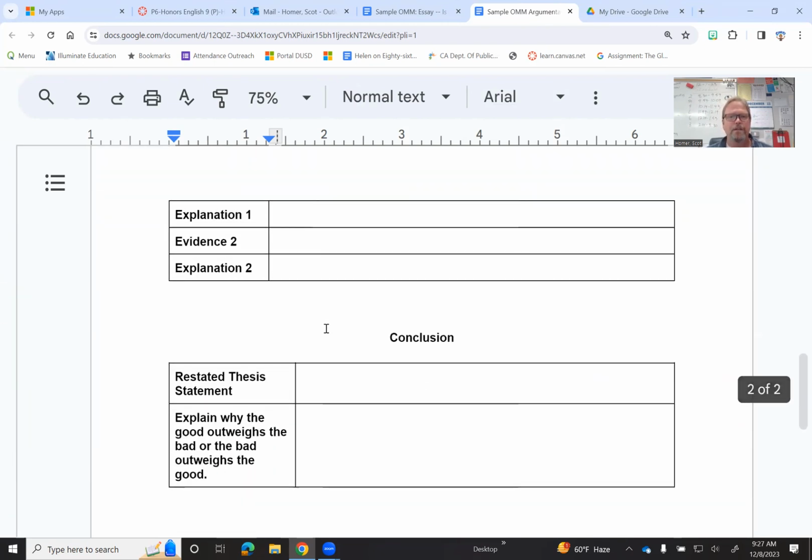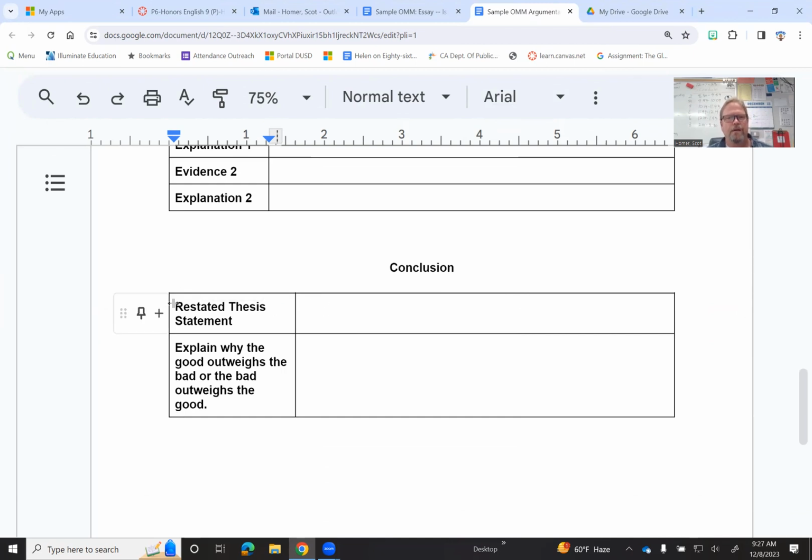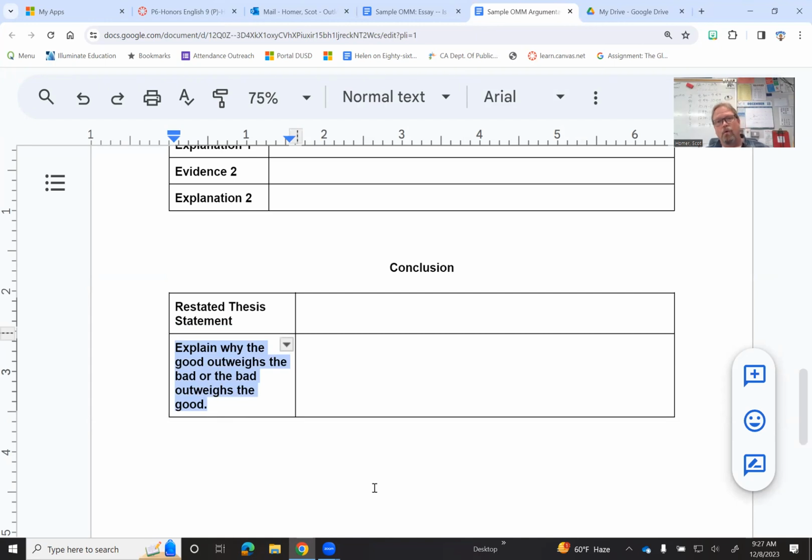And then when we get to the conclusion, you'll restate the thesis statement. I'll talk about that in a little while. But then in your conclusion you're going to explain why the good outweighs the bad, or why the bad outweighs the good. So our conclusion is not just going to be a summary of the essay. Our conclusion is where you actually write your opinion on why you think the good outweighs the bad, or the bad outweighs the good. So that's the overall construction of it.